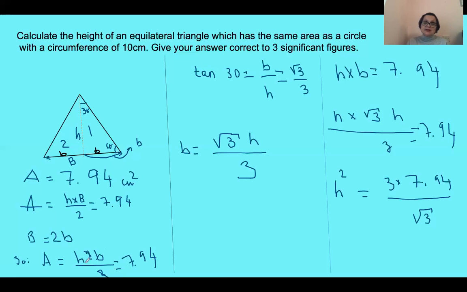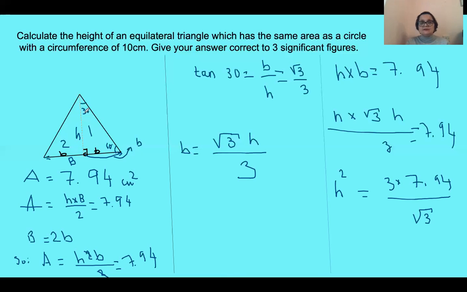So h times b equals 7.94. So h times this little b here, this side from here to here, is going to be 7.94. Now, why am I using just this triangle here? Because the height divides the angle into two equal angles, so 30 degrees each, and this angle is 60 degrees because it's the corner of an equilateral triangle. So this is 60 and this is 30. This is the height, this is the b.